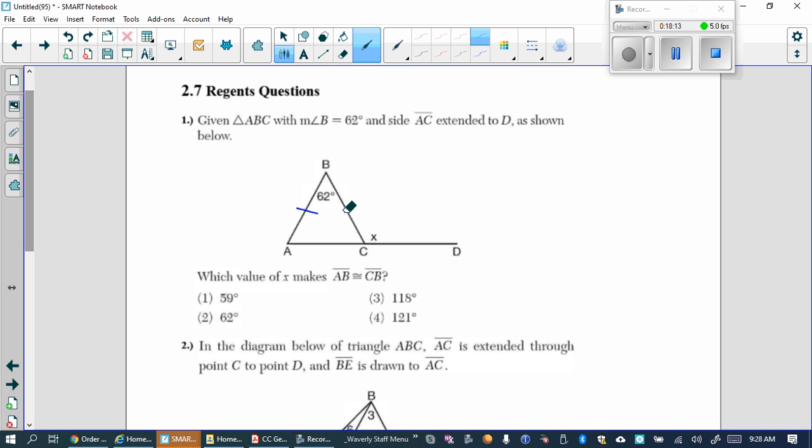Guys, if these two sides are congruent, what do you know about these two base angles? 59. Well, they're congruent, right? 118 divided by 2. It's 59, which is 118 divided by 2.